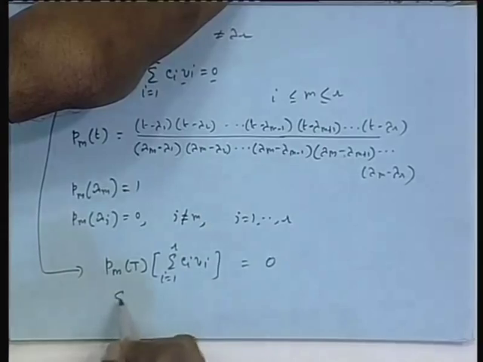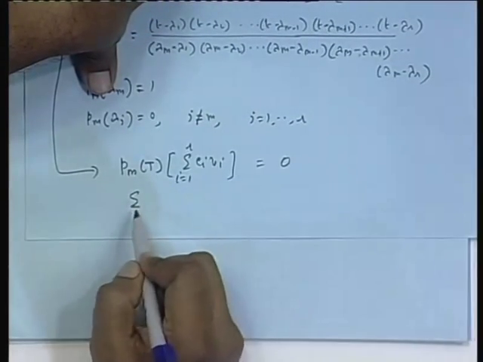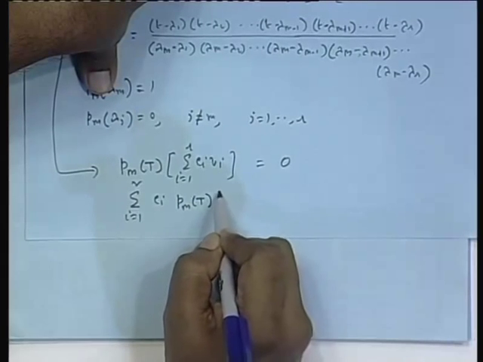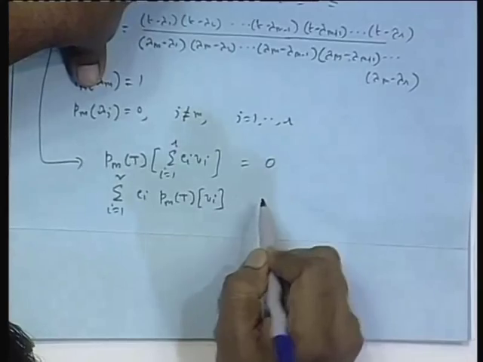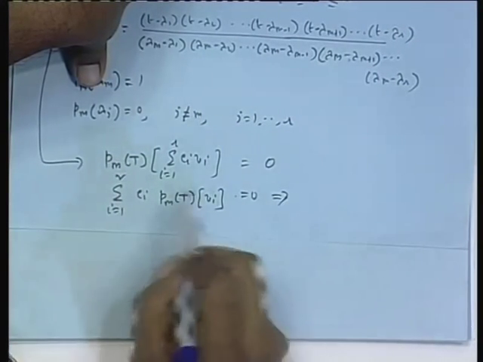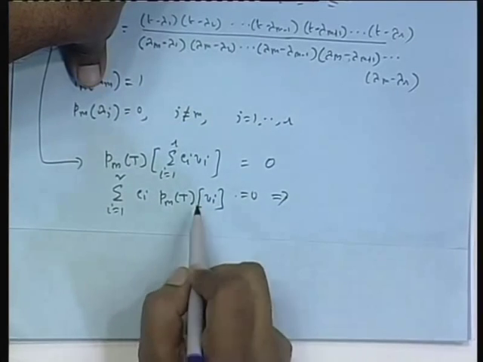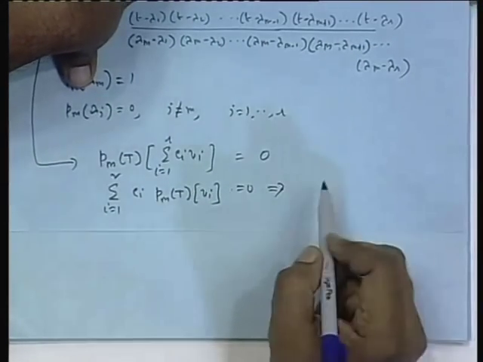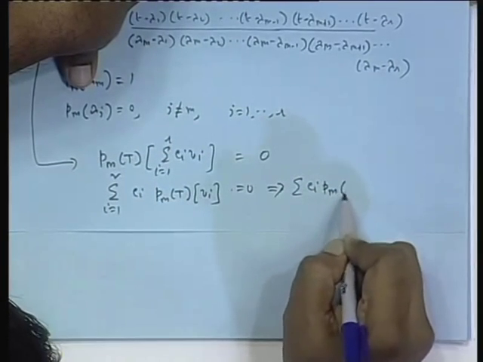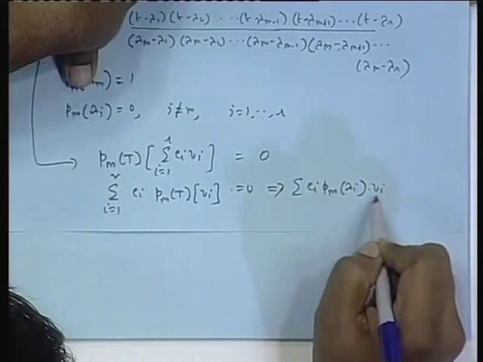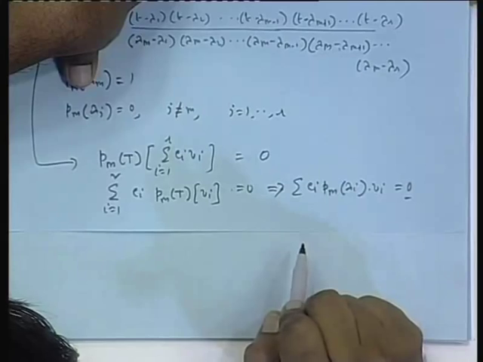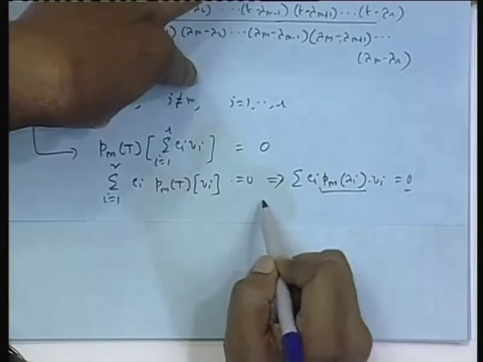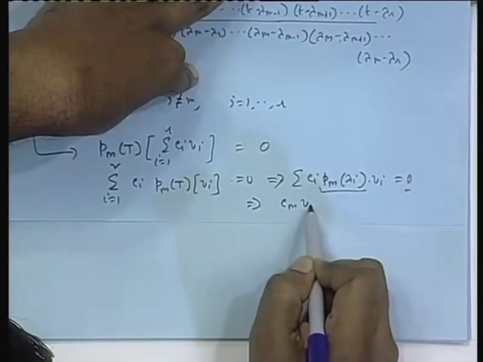That means the sum of c i, p m of T working on v i, equals 0. But this means I have already proved one property: this polynomial working on v i gives the vector itself multiplied by a scalar value. What is the scalar value? In place of T, put the corresponding eigenvalue. So the left hand side is c i p m of lambda i times v i, and this is equal to 0. But p m of lambda i, as you have seen, is 1 only when i equals m, otherwise it is 0. That means c m v m is equal to 0.